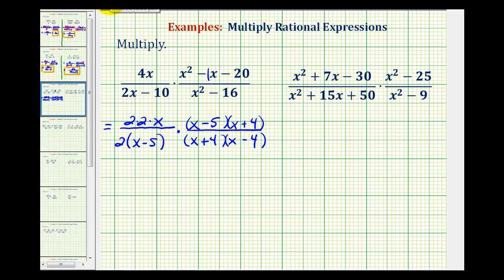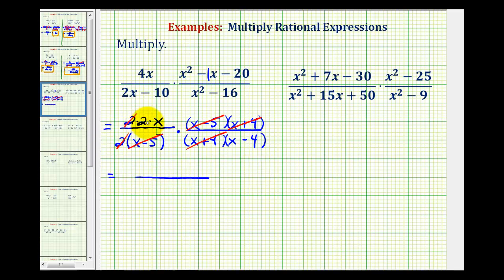And now every time we find a common factor between a numerator and denominator, it will simplify to 1. So for example, here we have the quantity x plus 4 over the quantity x plus 4. That simplifies to 1. Here we have x minus 5 over x minus 5. And here we also have 2 over 2. So now we can multiply knowing our product will be in simplest form.